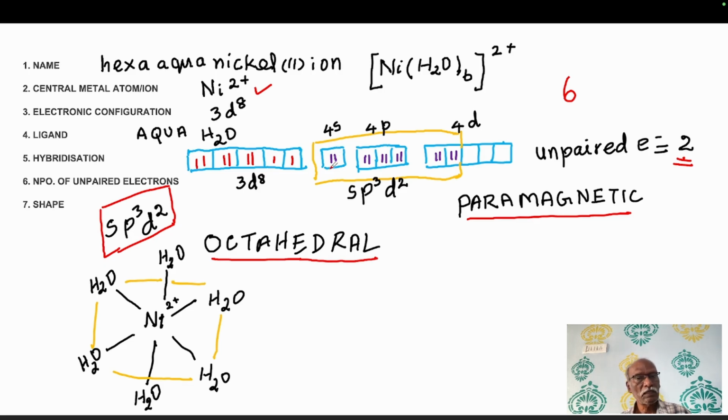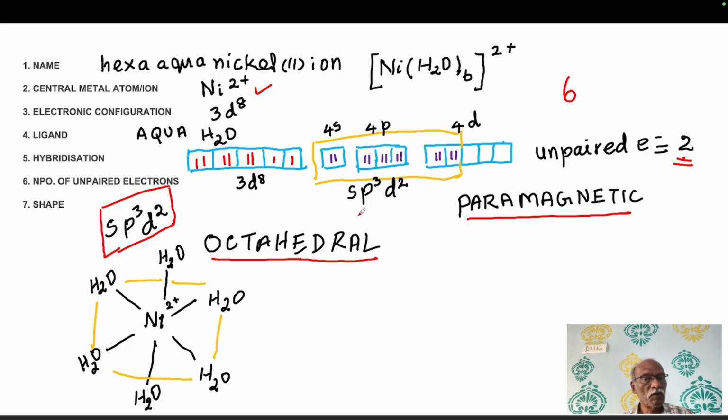These are the next 3 set of orbitals available in the nickel. In 4s, 1 orbital; 4p, 3 orbitals; the 4d, we take only 2 orbitals. Thus we have 5 orbitals mixing up together and form a new set of sp3d2 orbitals.